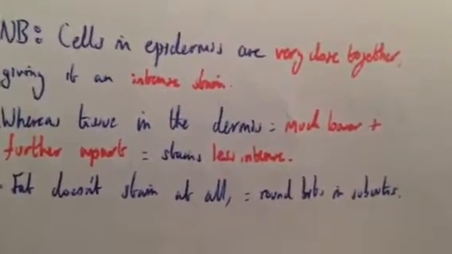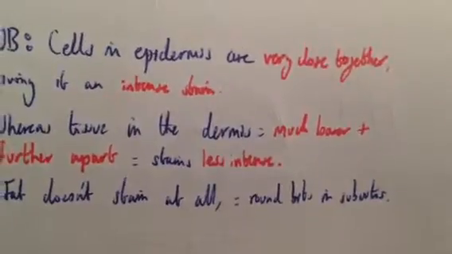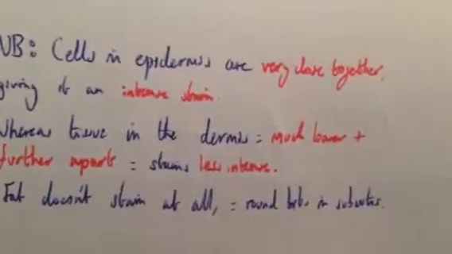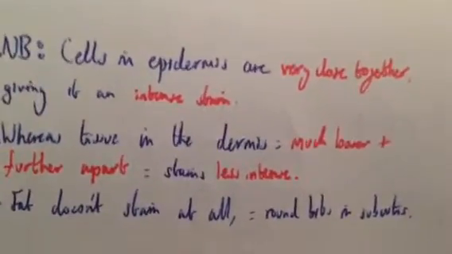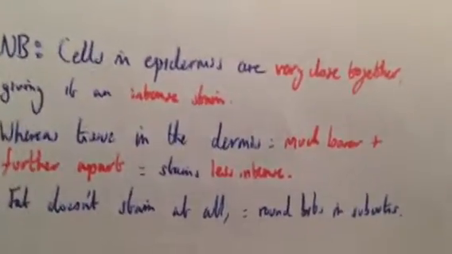The fat doesn't stain at all, so there are round bits in the subcutis. The round bits are fat, and it doesn't stain very well. And why doesn't it stain very well? It's because it's much looser.